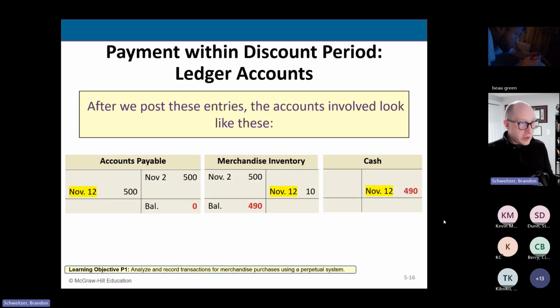Here's what it looks like visually using your T accounts, which we talked about way back in, I think, like week 1 or 2. We affected accounts payable, $500. We received the bill November 2. We paid it November 12. We received a discount on the inventory, 2% off of $500. That's 10. And then we paid the $490 in cash. So that's kind of what these T accounts show us visually.